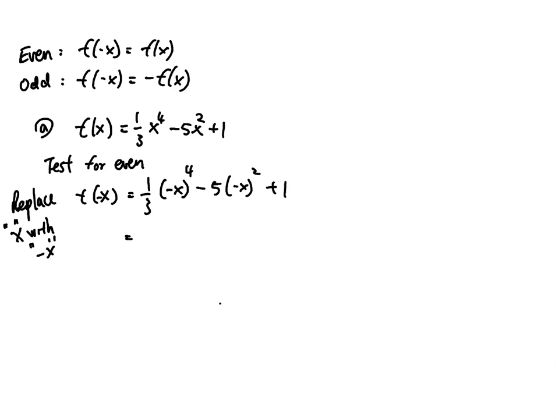Now check this out. Negative x to the 4th power, remember, when you raise the negative sign to an even power, it essentially disappears. So this is the same as 1/3 x to the 4th. Same idea for negative x squared: a negative raised to an even power becomes positive. The negative disappears, so this is the same as 5x squared plus 1. And this right here is the same as the original.